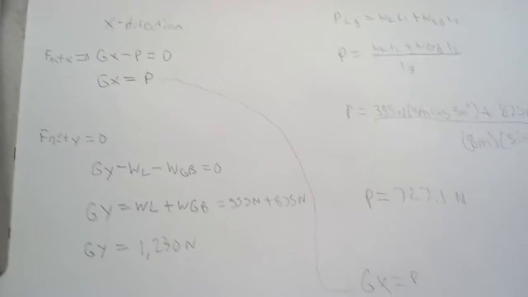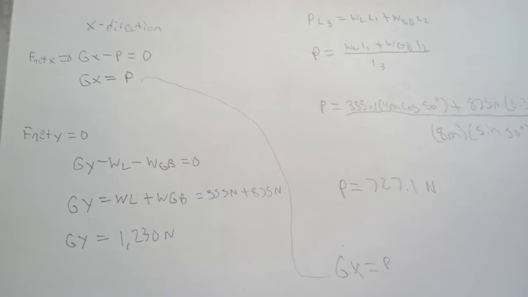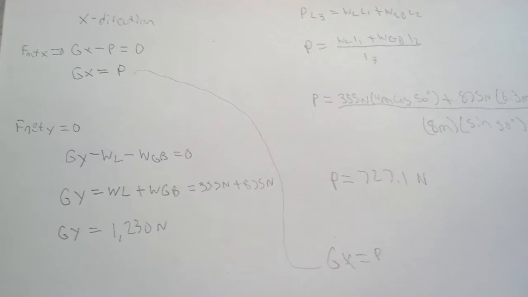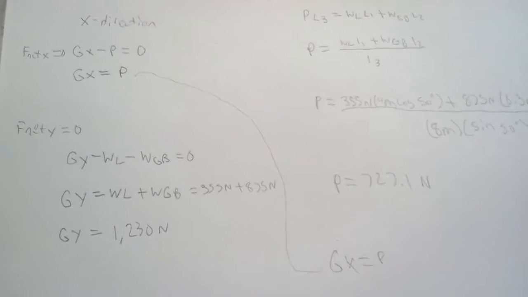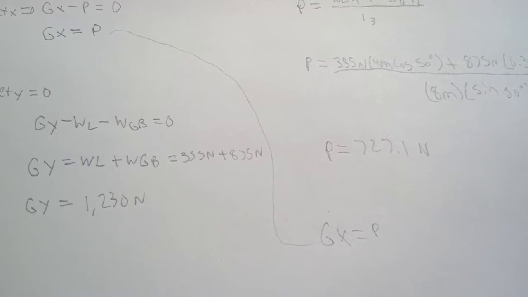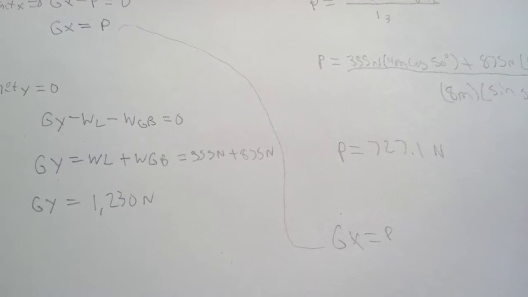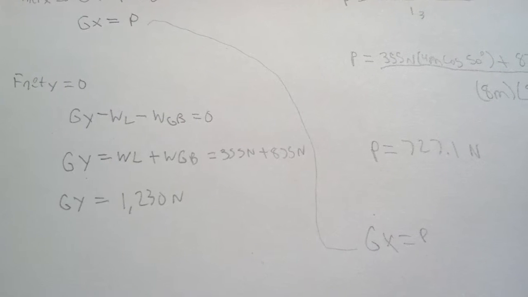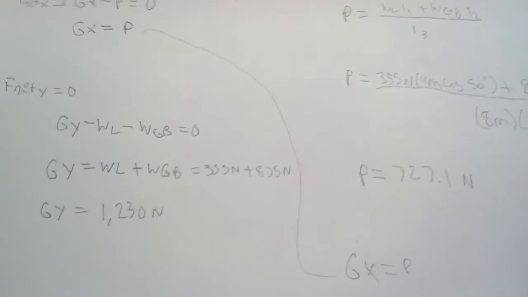Our next step is to find everything in the y direction, and we have the force of the ground acting on the ladder in the y direction, minus the weight of the ladder, minus the weight of the Ghostbuster, equal to 0. So gy has to equal the weight of the ladder plus the weight of the Ghostbuster, which is 355 plus 875, so gy equals 1,230 newtons. That's our first unknown of 3 that we needed to find.